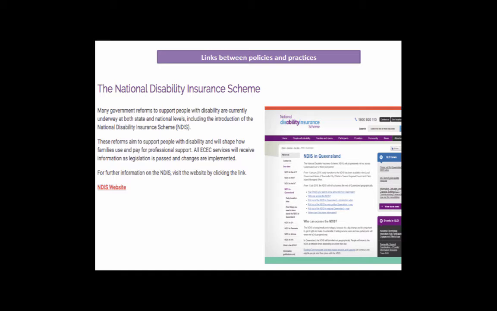There's a link to the NDIS website if you want to know more about that. I'm really just putting before you a raft of the policies and practices without going into any of them in too much detail.